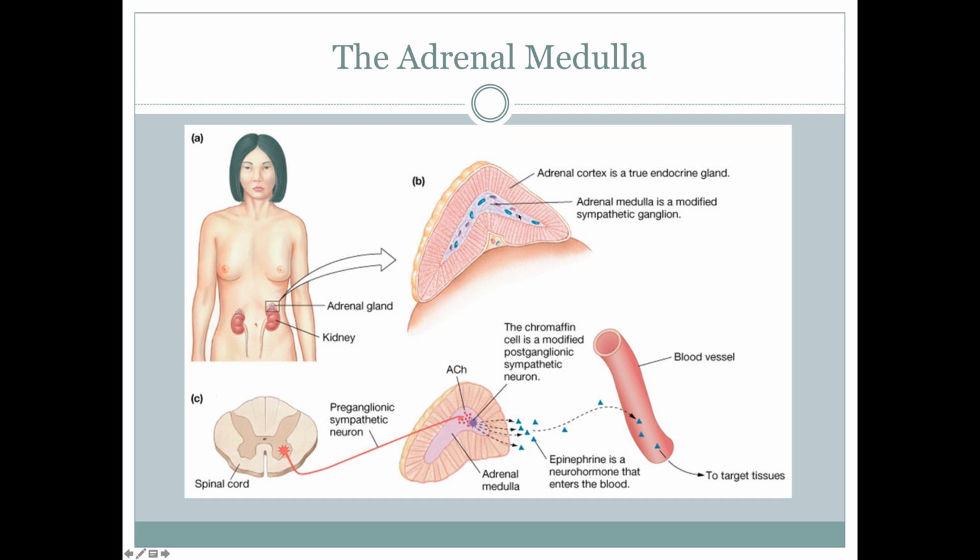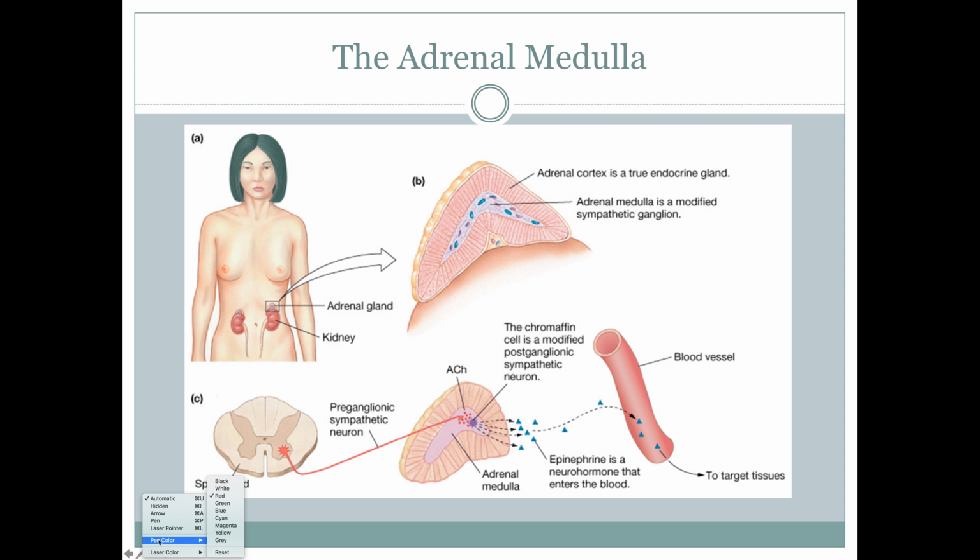The adrenal medulla is going to function as a modified postganglionic neuron. Again, here's your picture: preganglionic sympathetic nerve, releasing acetylcholine, binding to the nicotinic receptors, and then epinephrine and norepinephrine are produced to go out to the target tissues.